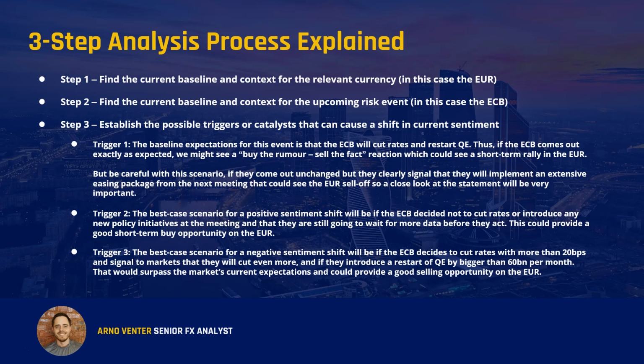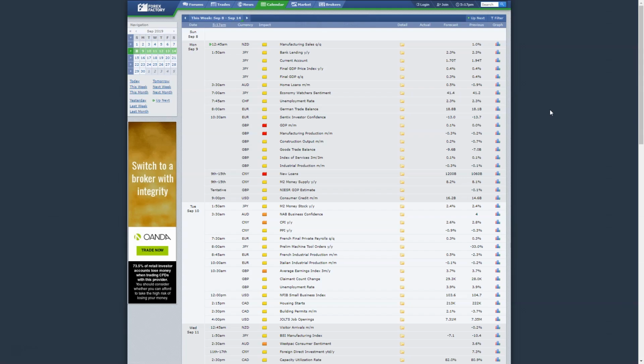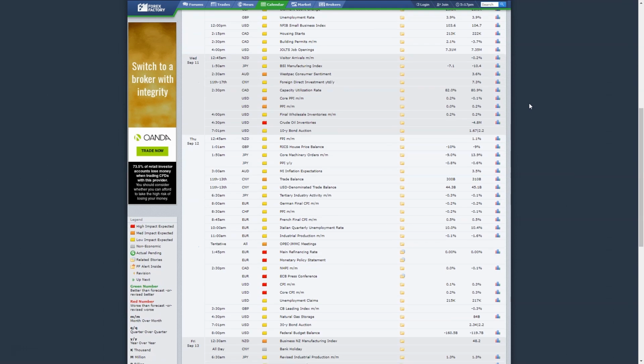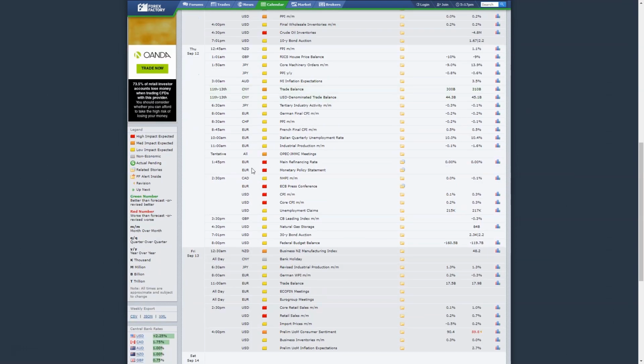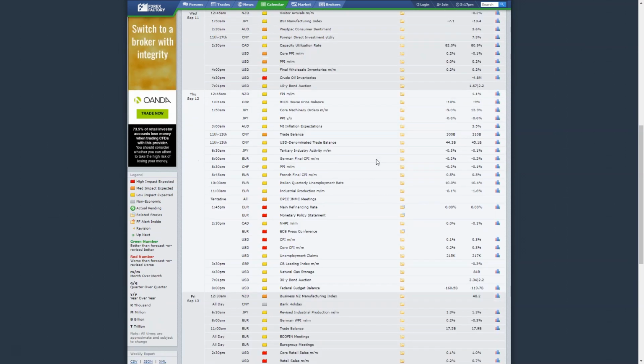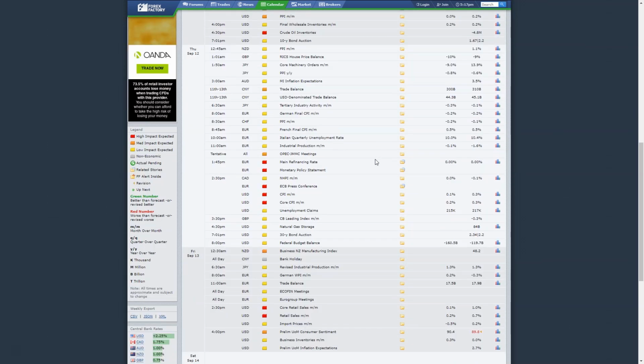So let's quickly, to start, just jump to the calendar. If we run through the calendar for this week, we can see that the event we're going to be focusing on will be Thursday. The calendar is not extremely busy this week, but we'll be specifically focusing on Thursday with the ECB rate decision and statement. And then of course the press conference, which will be 45 minutes after the statement and the rate decision.